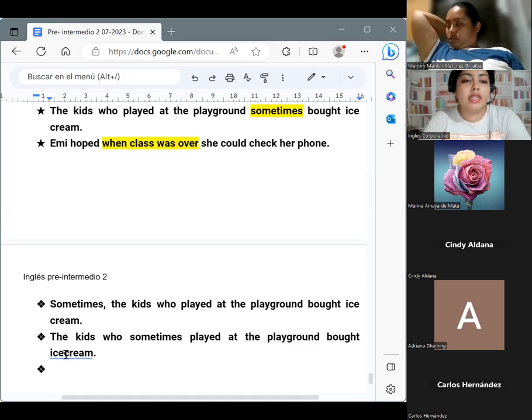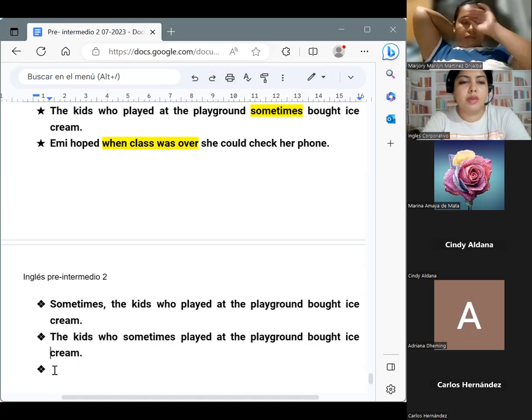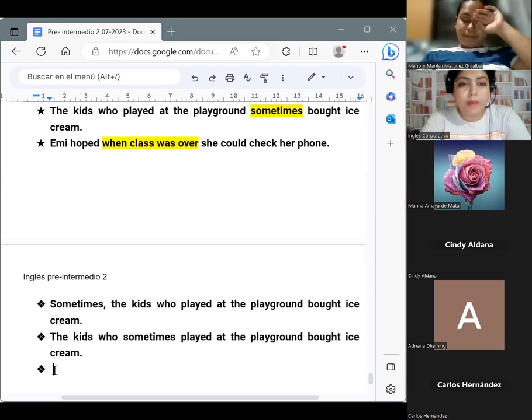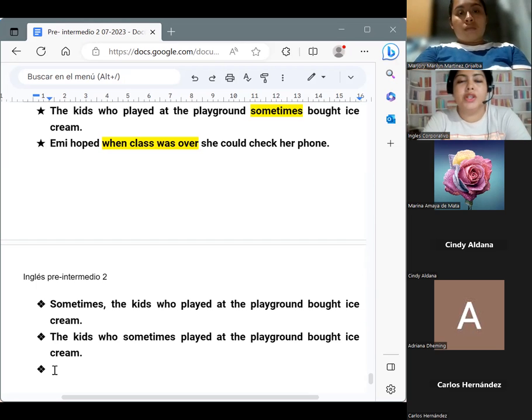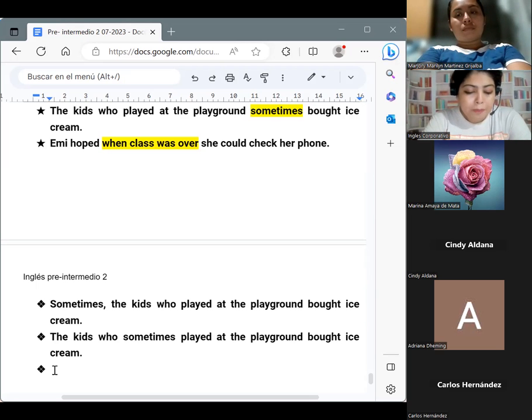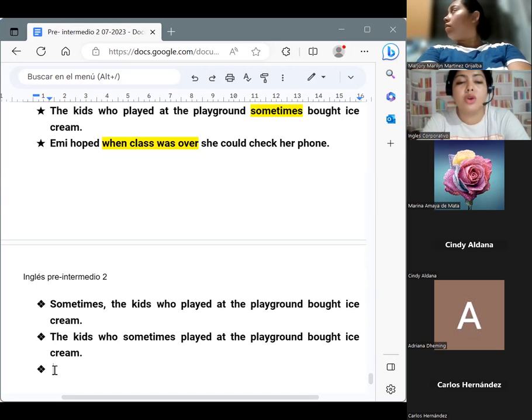Ok, so aquí ya tenemos arregladas las oraciones. Podemos hacerlo de las dos formas. Ahora, con la segunda, tenemos la frase when class was over. Tenemos esa cláusula o esa parte de la oración que necesitamos ver dónde la vamos a agregar. Lo mismo va a pasar con esta oración. Podemos hacerlo al inicio de nuestra oración o al final. Tiene que ir o al inicio o al final. So we are going to make two sentences. The first one, when class was over.